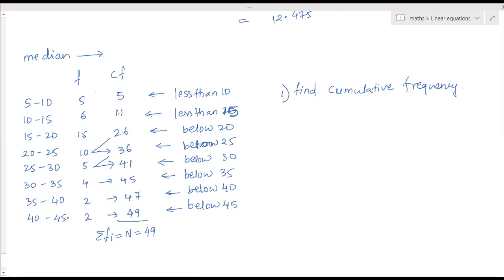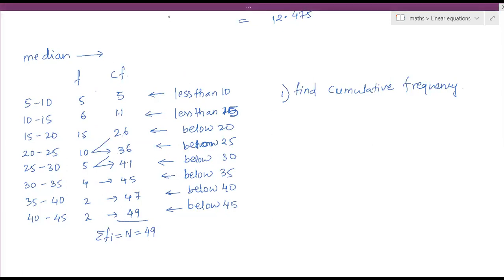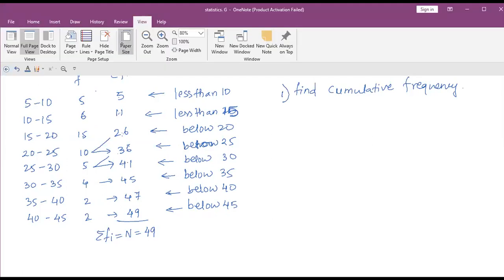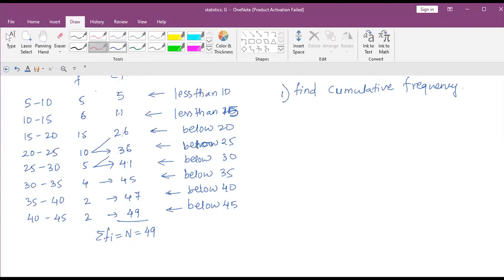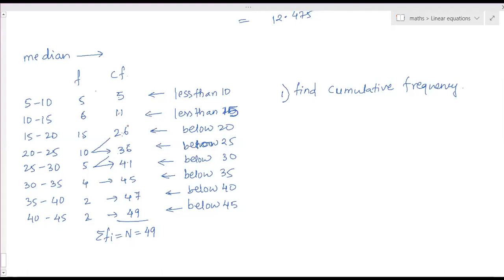Am I right? Is it clear to you people? Yes, ma'am. Okay. Hansika, Shamavi, is that clear? Yes, ma'am, clear. Okay. So that is finding the cumulative frequency.